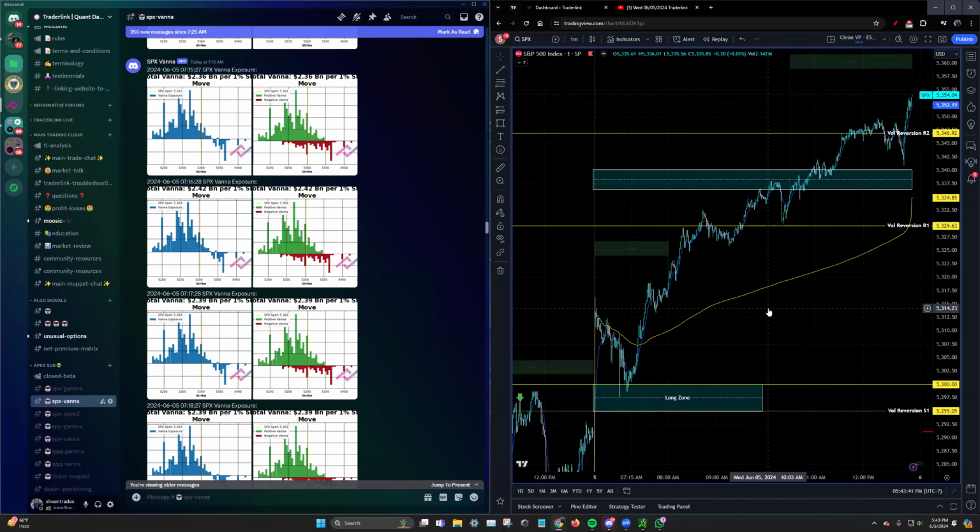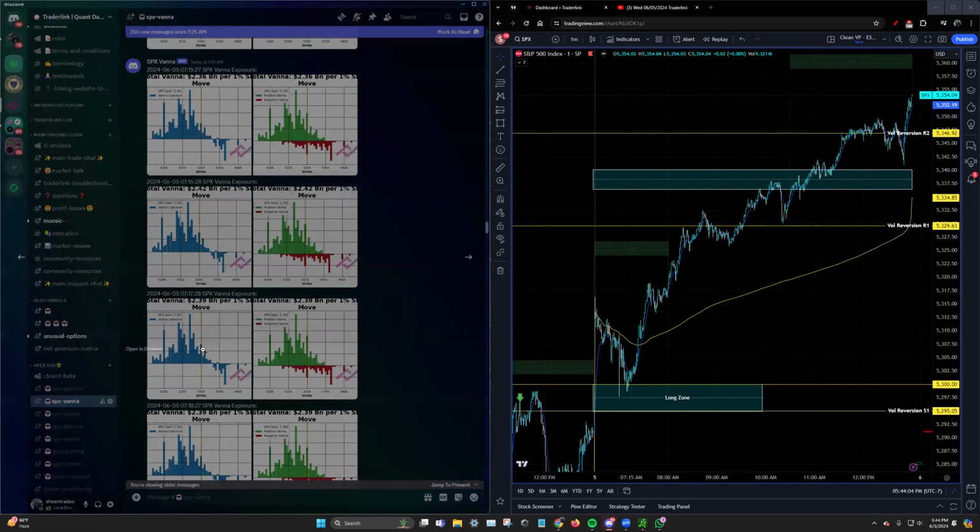Yeah, Vana can be used. Split Vana more so can be used as that. Vana flips are always good for support and resistance as well. But yeah, split Vana walls are great for support and resistance setups. Yeah, Vana flip was at 53.50 all day, bro. All day. Did not change.